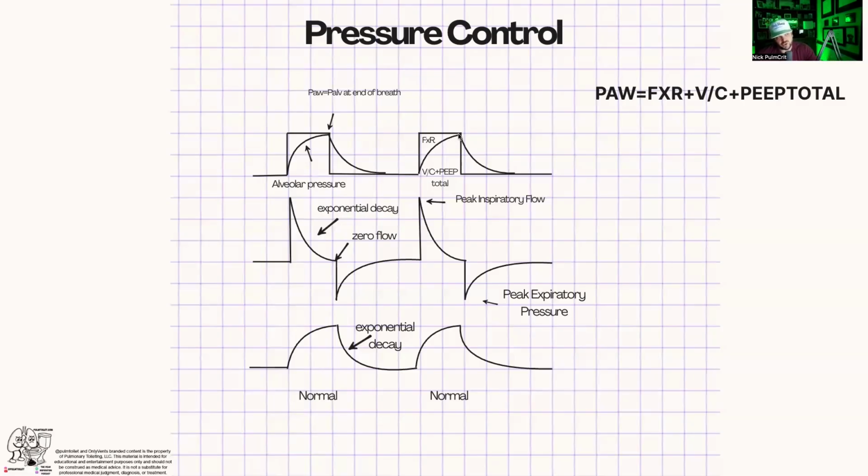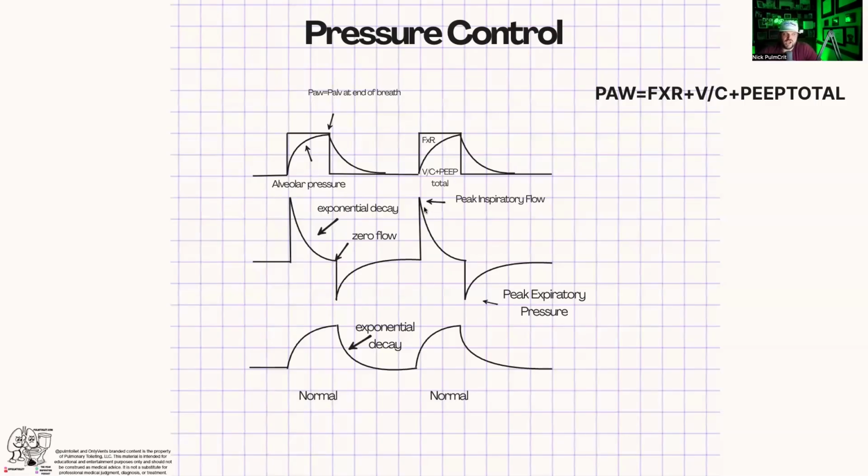Okay. And then eventually it goes to zero because there's no more flow, right? We get to zero flow. So it gets to zero. And then your pressure is made up completely of your V over C plus your total PEEP component, i.e. alveolar pressure, your plateau pressure, whatever you want to call it.